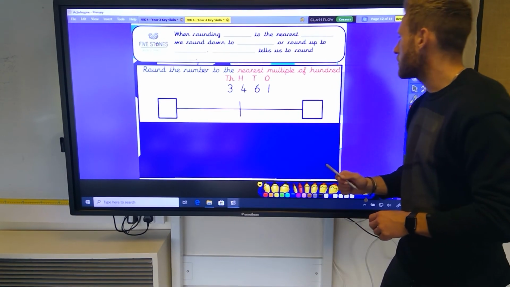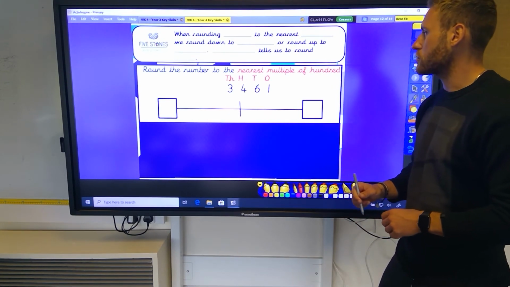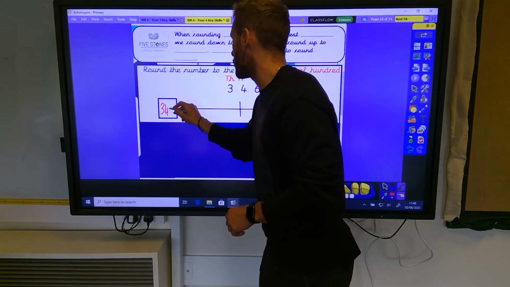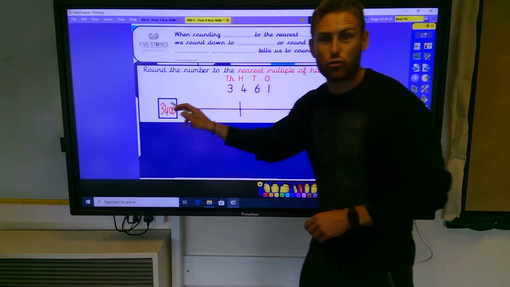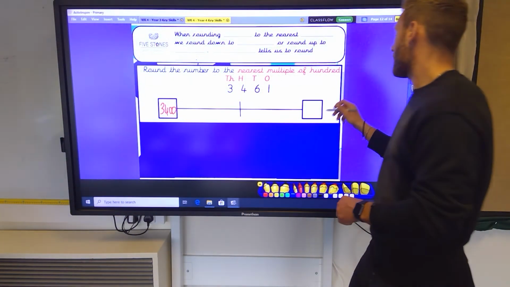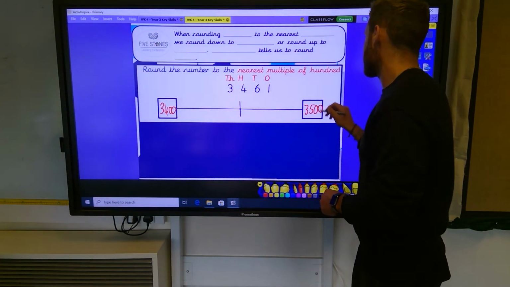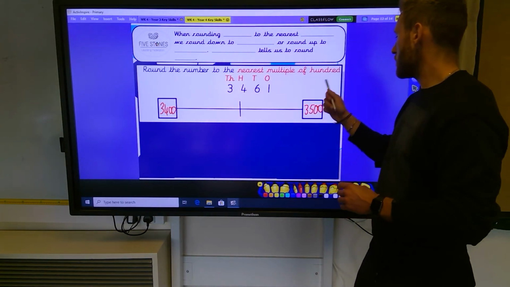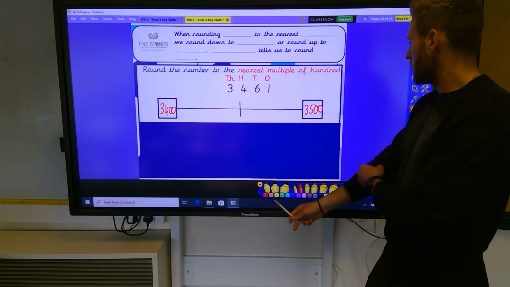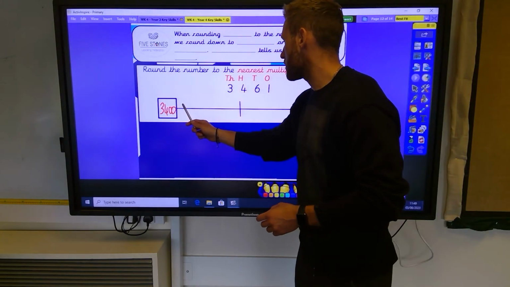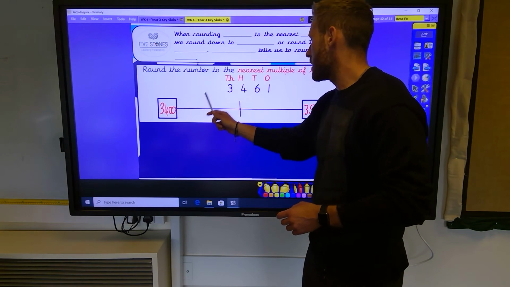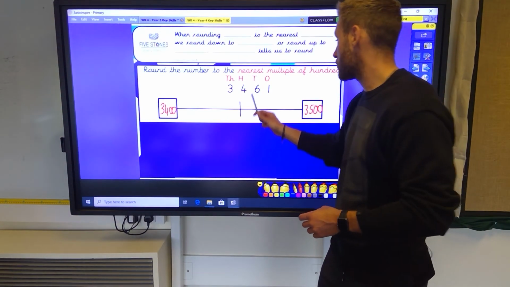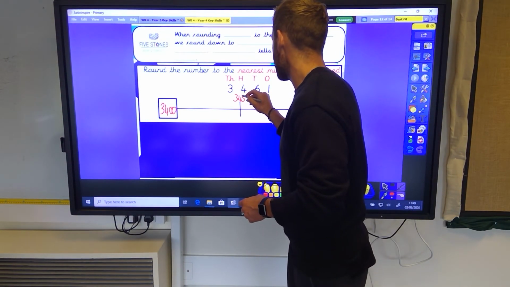So we are rounding down or up to the nearest multiple of 100. How many hundreds have we got? We've got 3,400, meaning our next 100 is 3,500. That's our next multiple of 100. So we've got 3,400, 3,500. Here, if we think about it, we're going to have 3,410, 3,420, 3,430, 3,440, 3,450. Just pop that there so we know.